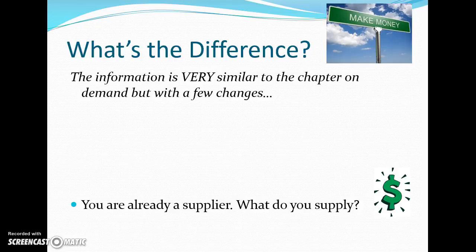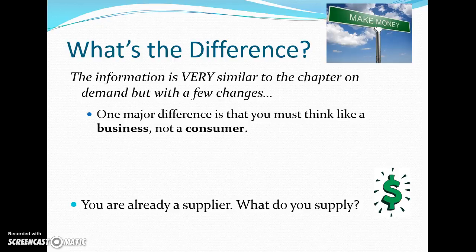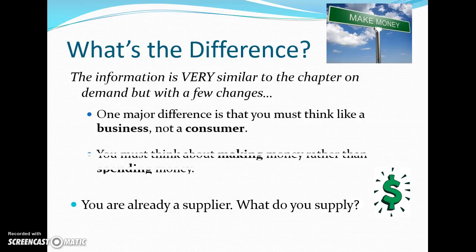So like I said, this is going to be very similar to demand, except the supply curve goes the opposite way. First major difference is you have to think like a business and not a consumer. So you have to think about making money instead of spending money. Now this will be a little bit of a stretch because we're not suppliers of major retail stores or anything, but you already are a supplier to an extent. You supply companies with your labor.